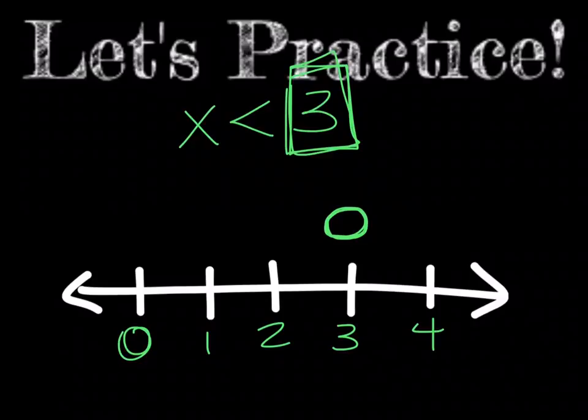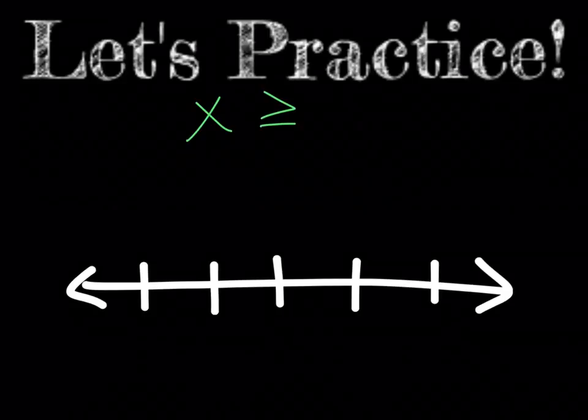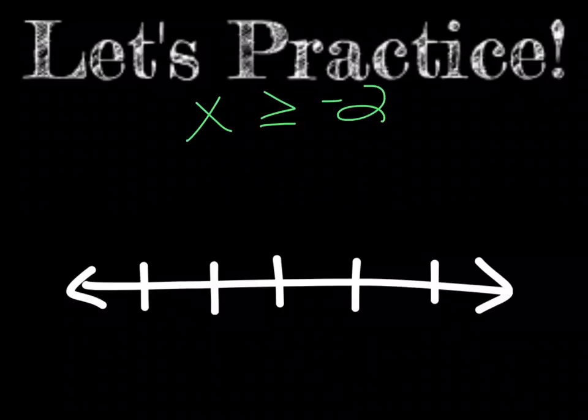But I have a less than symbol because the mouth is facing away from the X. Since it's the less than symbol, that means my arrow is going to go off to the left, okay? So you draw your open circle because it does not have an equal bar, and you draw your arrow off to the left because it's less than, and less than always means left.